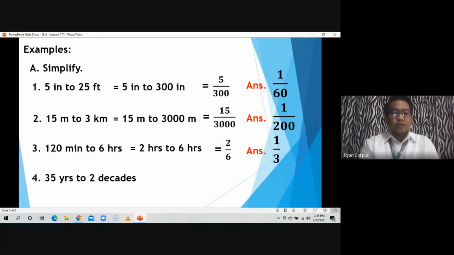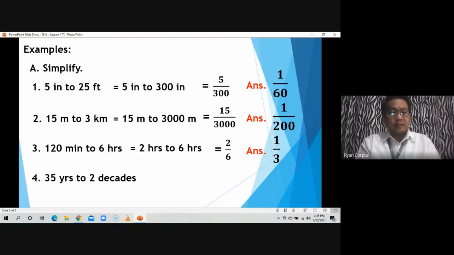So 35 years to 2 decades. Simplify 35 years to 2 decades. They again have different units of measurement, so we will make them the same. 35 years is not exact in terms of decades, because a decade is equivalent to 10 years. So it's just like 3.5 decades. It's better if it is exact.